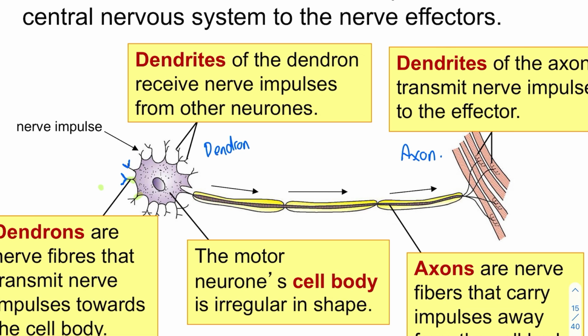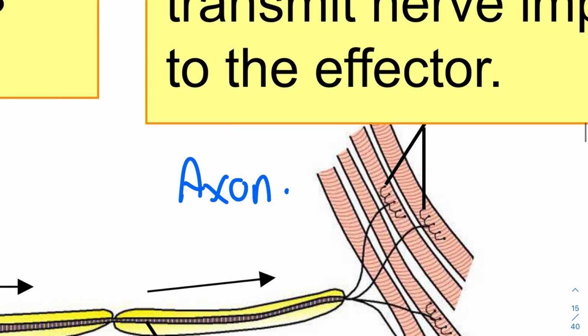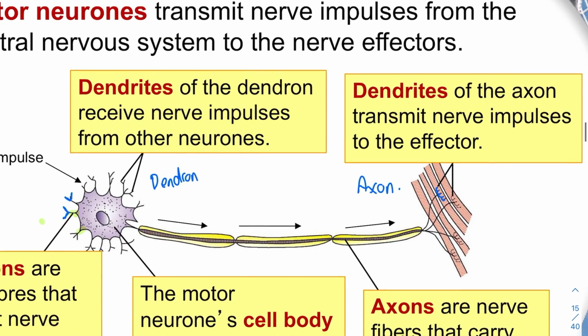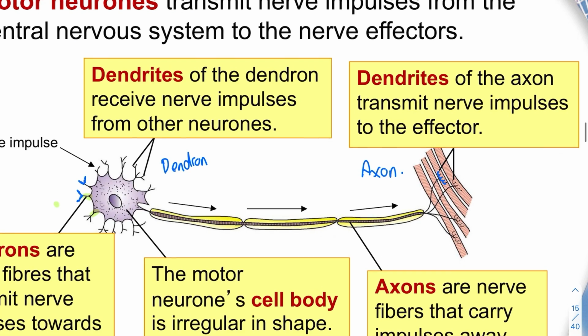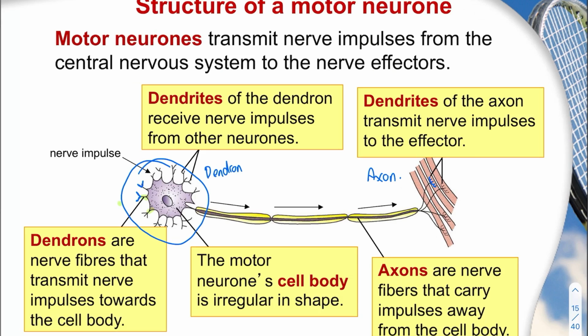The dendrites of the axon tend to be very, very small, something like this. So these are the axons, the dendrites of the axons. The motor neuron's cell body is also irregular in shape, as you can see at this portion over here, and the axons are nerve fibers that carry impulses away from the cell body.